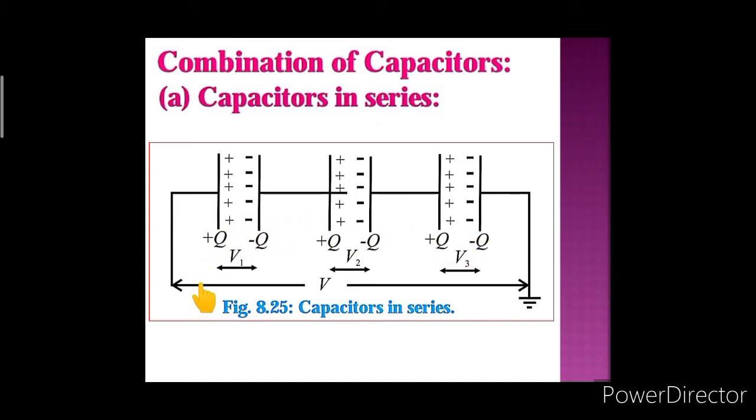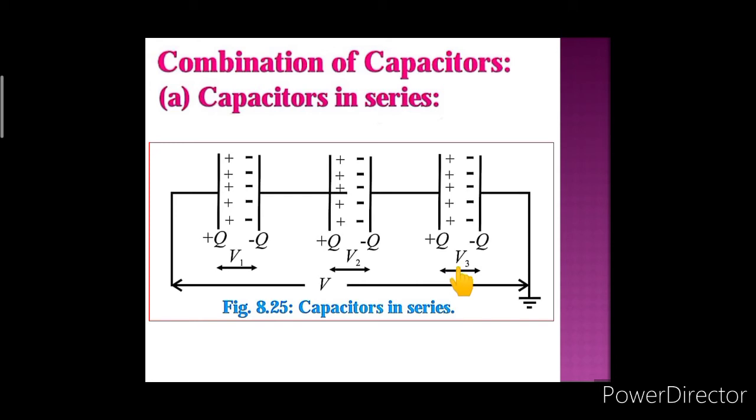In series combination of capacitors, the charge on each capacitor is the same, but the potential difference across each capacitor will be different. So here we are assuming that across the first capacitor, the potential difference is V1. Across the second capacitor, the potential difference is V2. And across the third capacitor, the potential difference is V3.